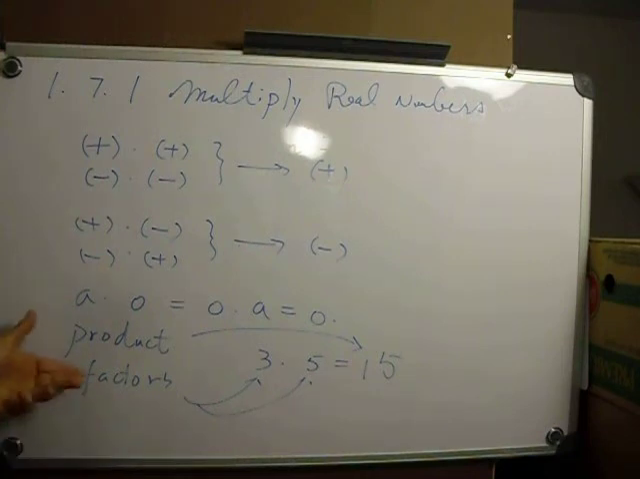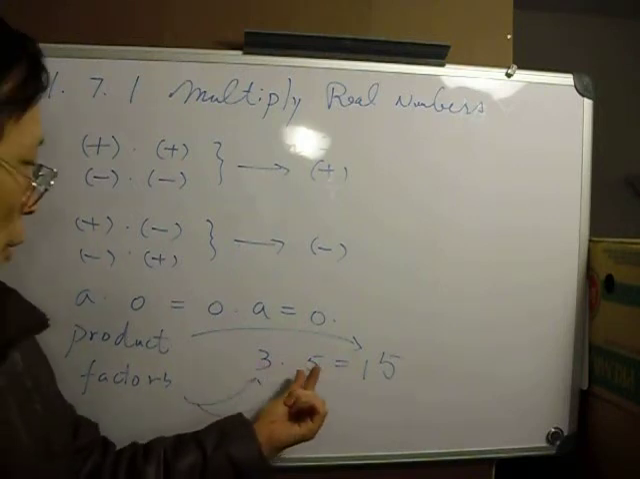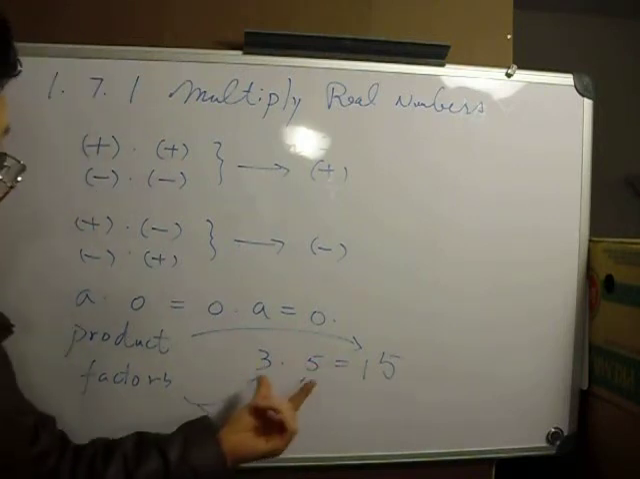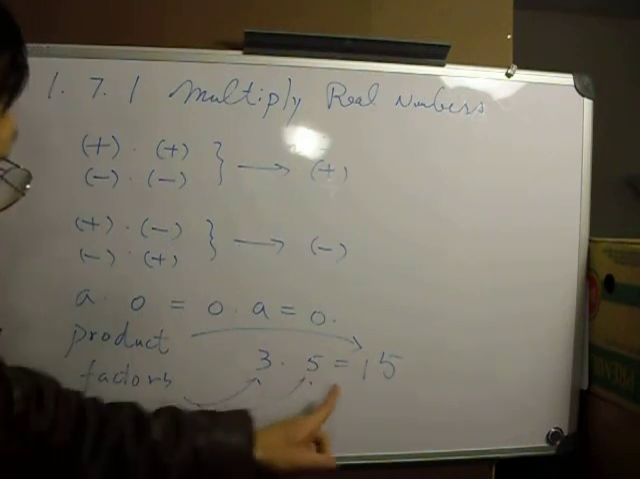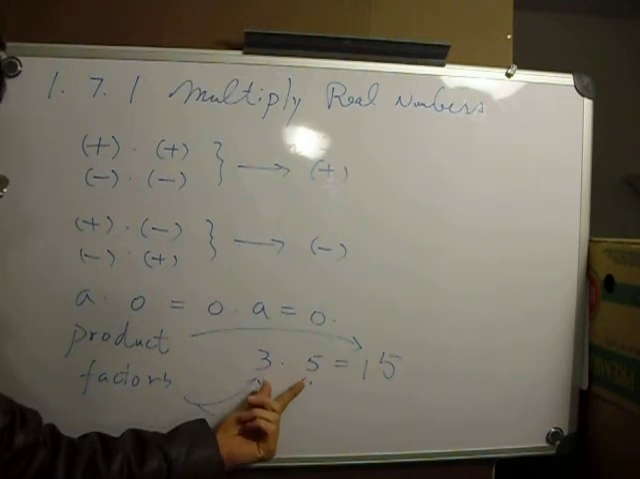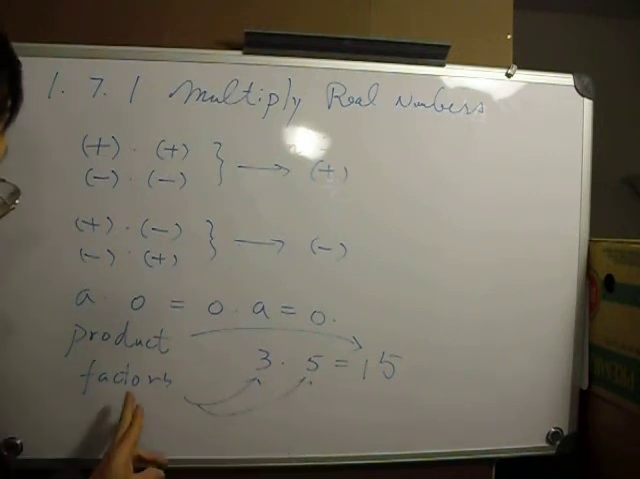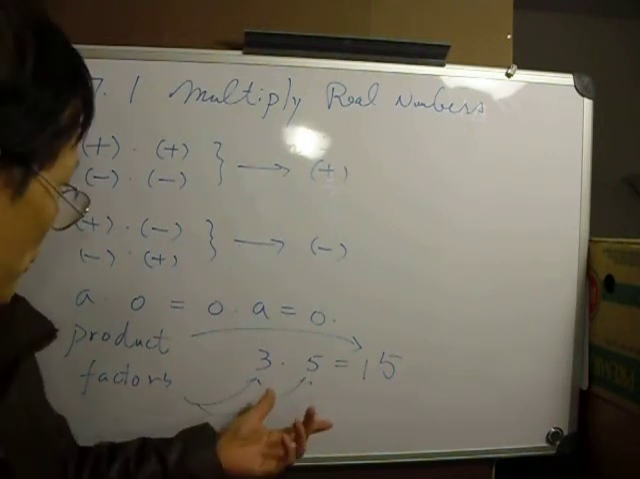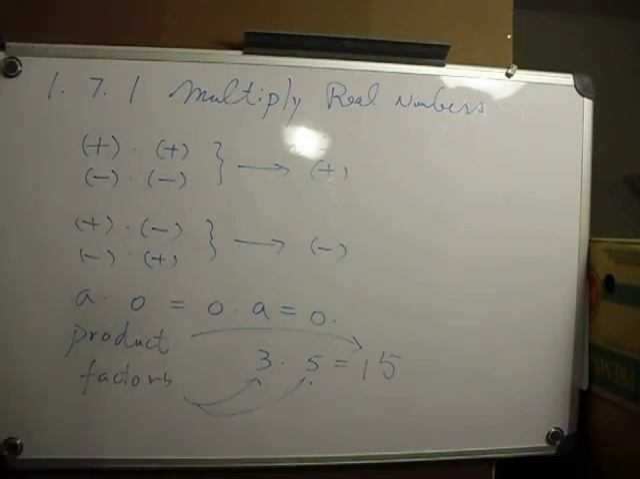And introducing two terms here. When you see 3 times 5 equals 15, two numbers equal another number, the 15 is called the product of these two numbers. By the way, these two numbers are called the factors of this multiplication.